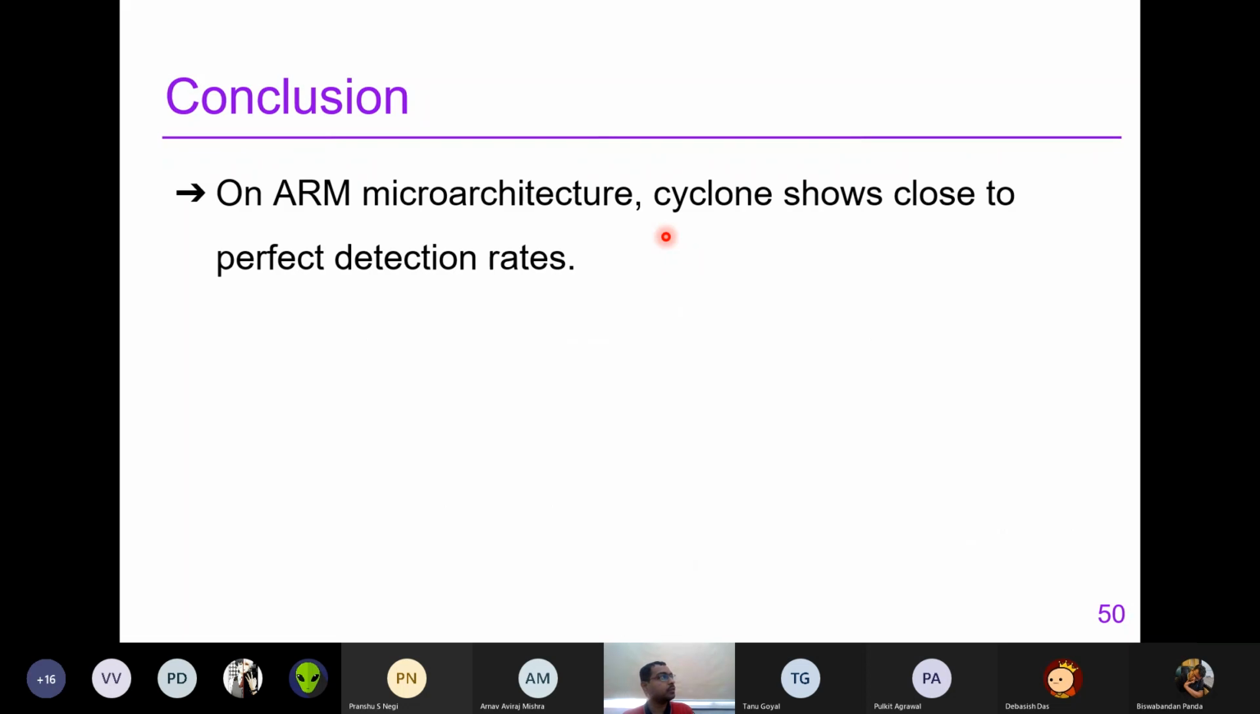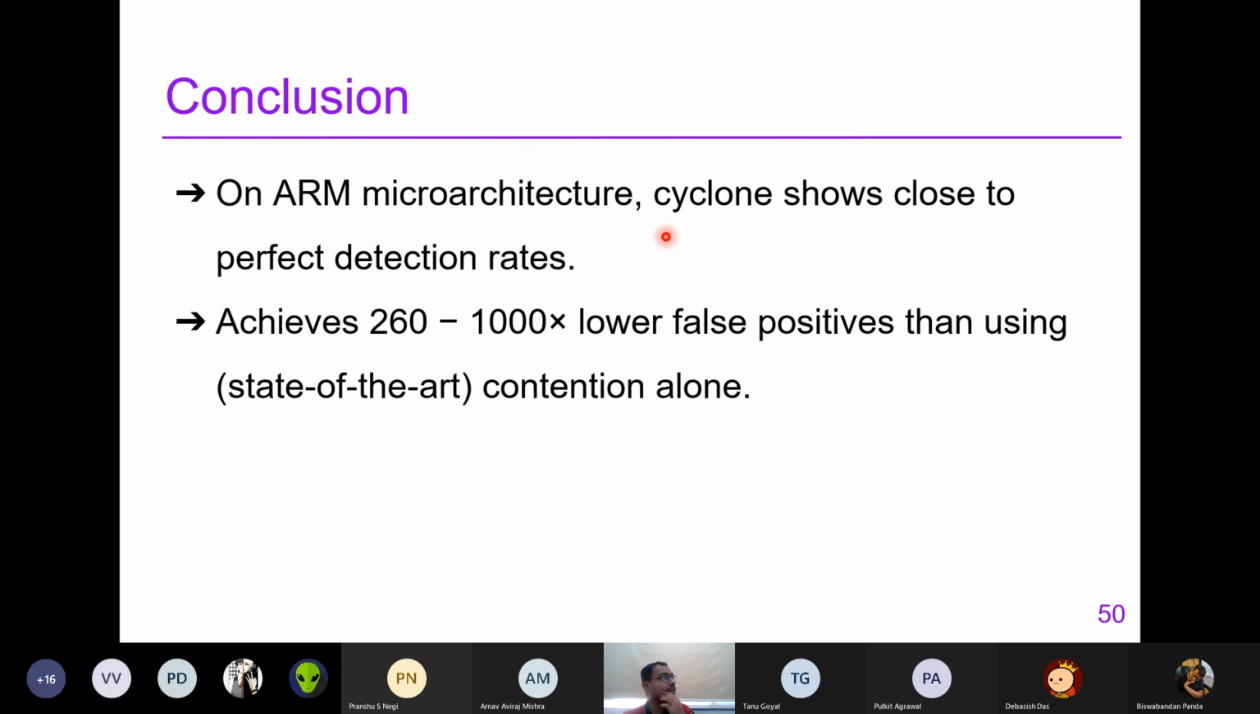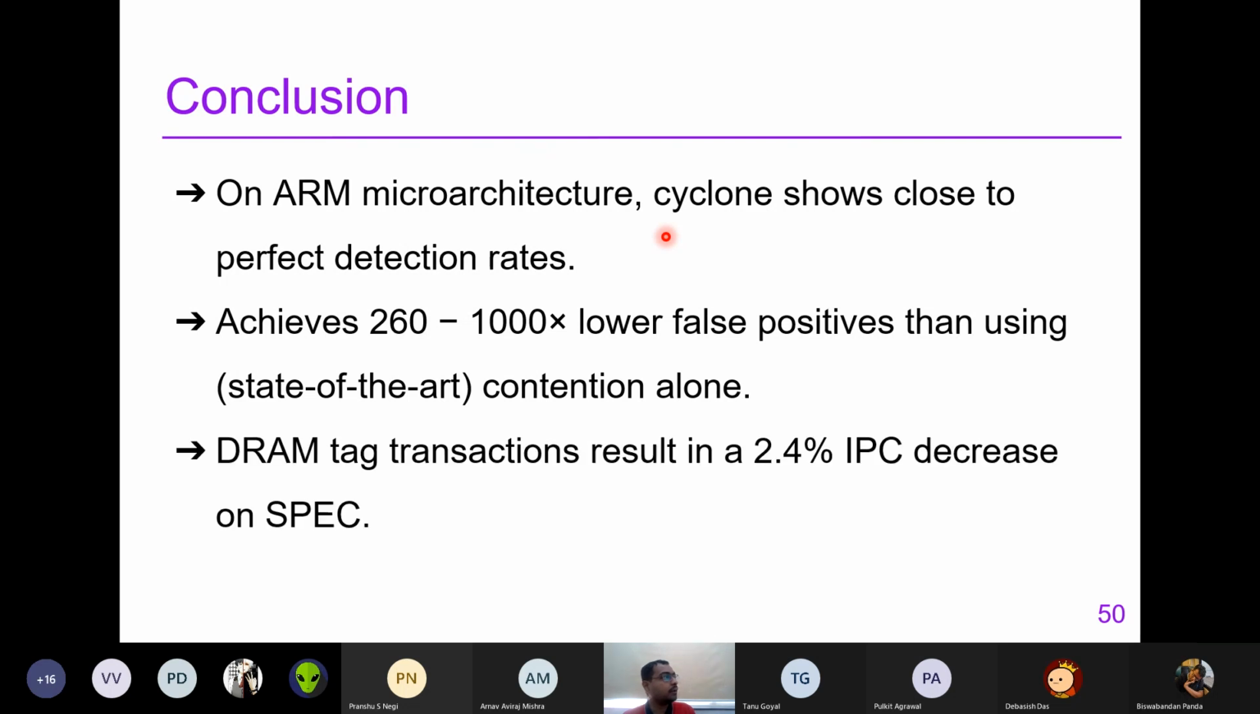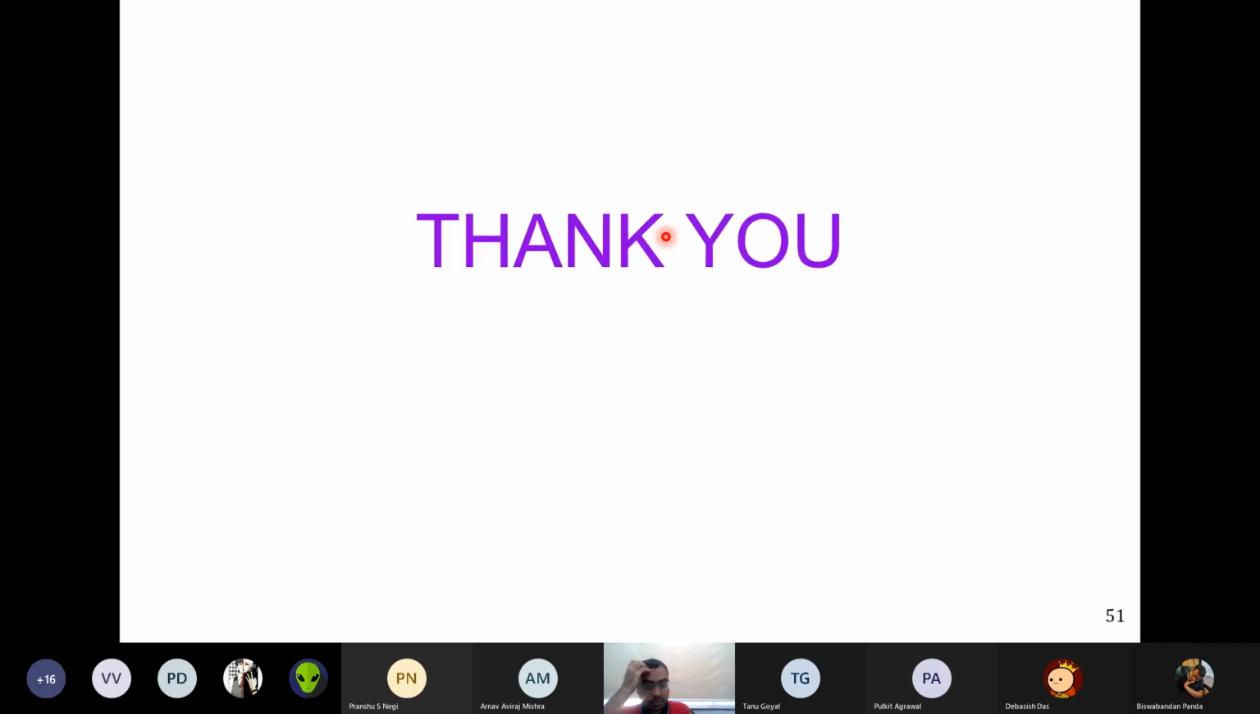The key results: they ran the simulation on ARM microarchitecture, and it shows almost 100% detection rates. Compared to other algorithms, it achieves 260 to 100,000 times fewer false positives. One limitation is that they have to store these tags everywhere, at the DRAM level and cache level, and transfer and modify them, so the DRAM traffic increases. As a result, there is a 2.4% decrease in IPC when compared on SPEC benchmarks. So that is the end.